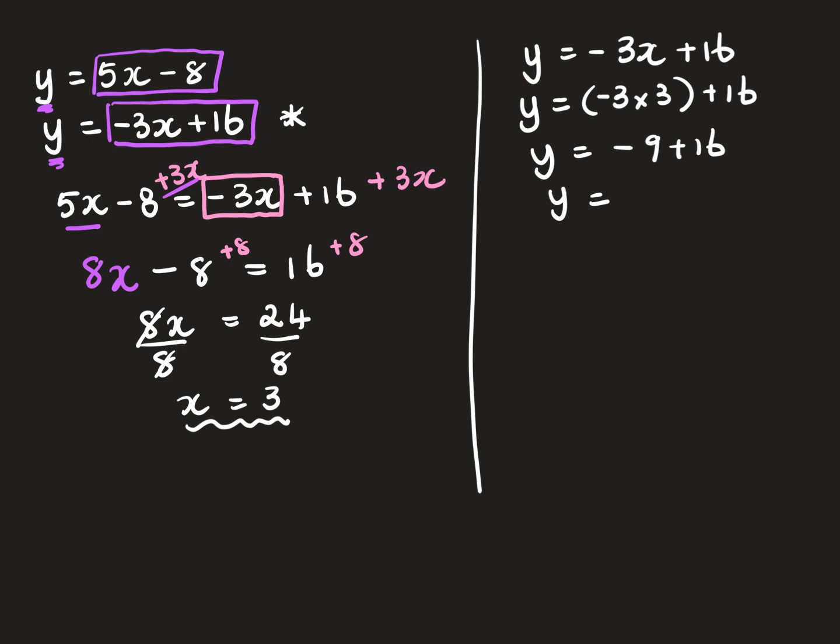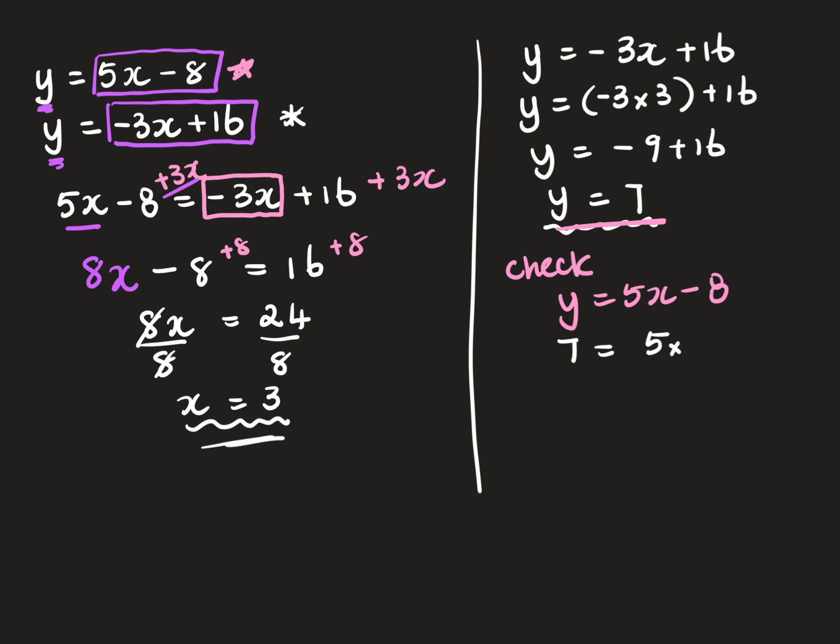And that will give us y is equal to 7. Okay, I'm now going to use this one as my checking one. Got y is equal to 5x minus 8. Let's see, y is 7, equal 5 lots of x is 3. 5 times 3 minus 8. Put that in my calculator and yes, 7 is equal to 7, so I'm right. My solution is x equals 3, y equals 7.